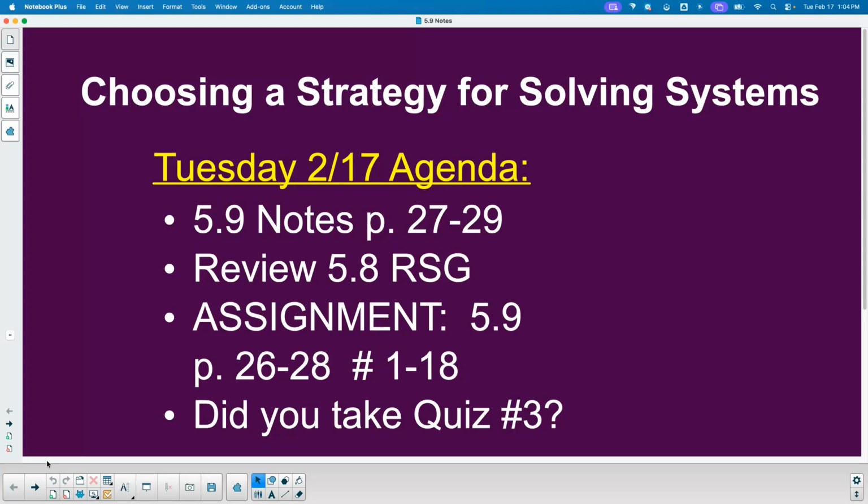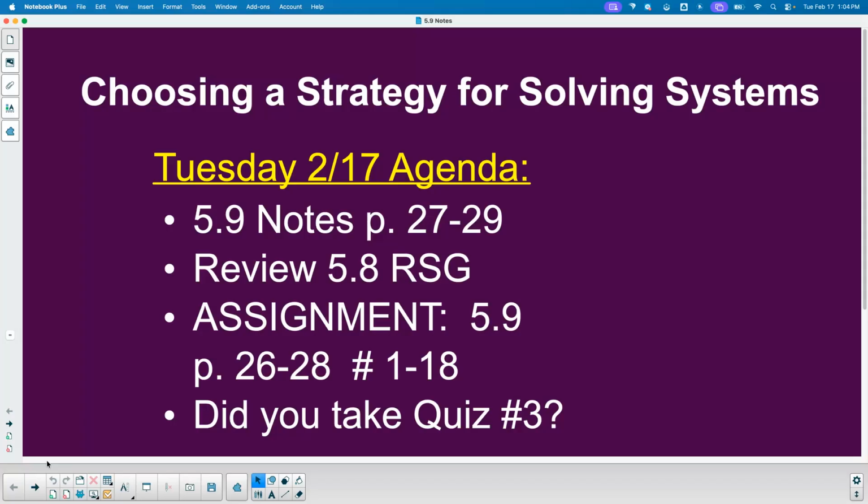Alrighty, so if we're looking ahead this week, it's a short week because today's the first day of the week. We've got 5.9 today, where we're going to be choosing a strategy for solving these systems. Tomorrow we'll enhance that, and then on Thursday we'll tie it all together. Friday is a work day, a catch-up day. Finally, get your quiz corrections done, and all that fun stuff.